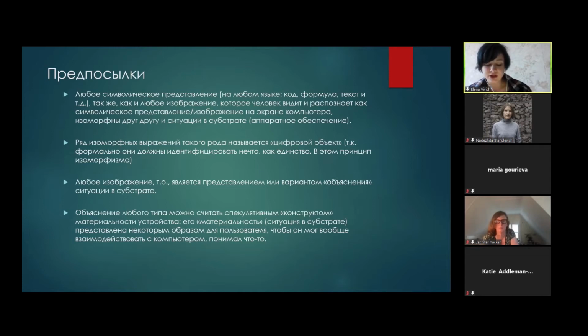Ряд изоморфных выражений вместе с изображением здесь будет называться цифровым объектом. Отображающая функция, которая будет ставить их в соответствие друг другу, будет также тем, что определяет единство цифрового объекта вне зависимости от того, какое в данный момент используется описание.